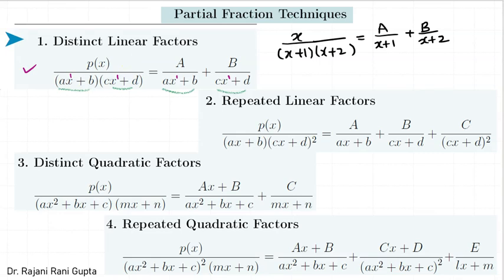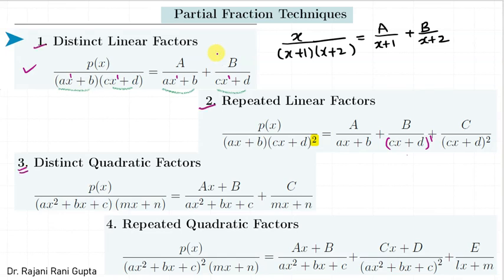Now, another possibility is that one of the linear factors appears twice. See, it's repeating twice. So what you will do is write A over the first linear factor, B over power 1 of the linear factor, and then C over power 2. You need to remember these things.